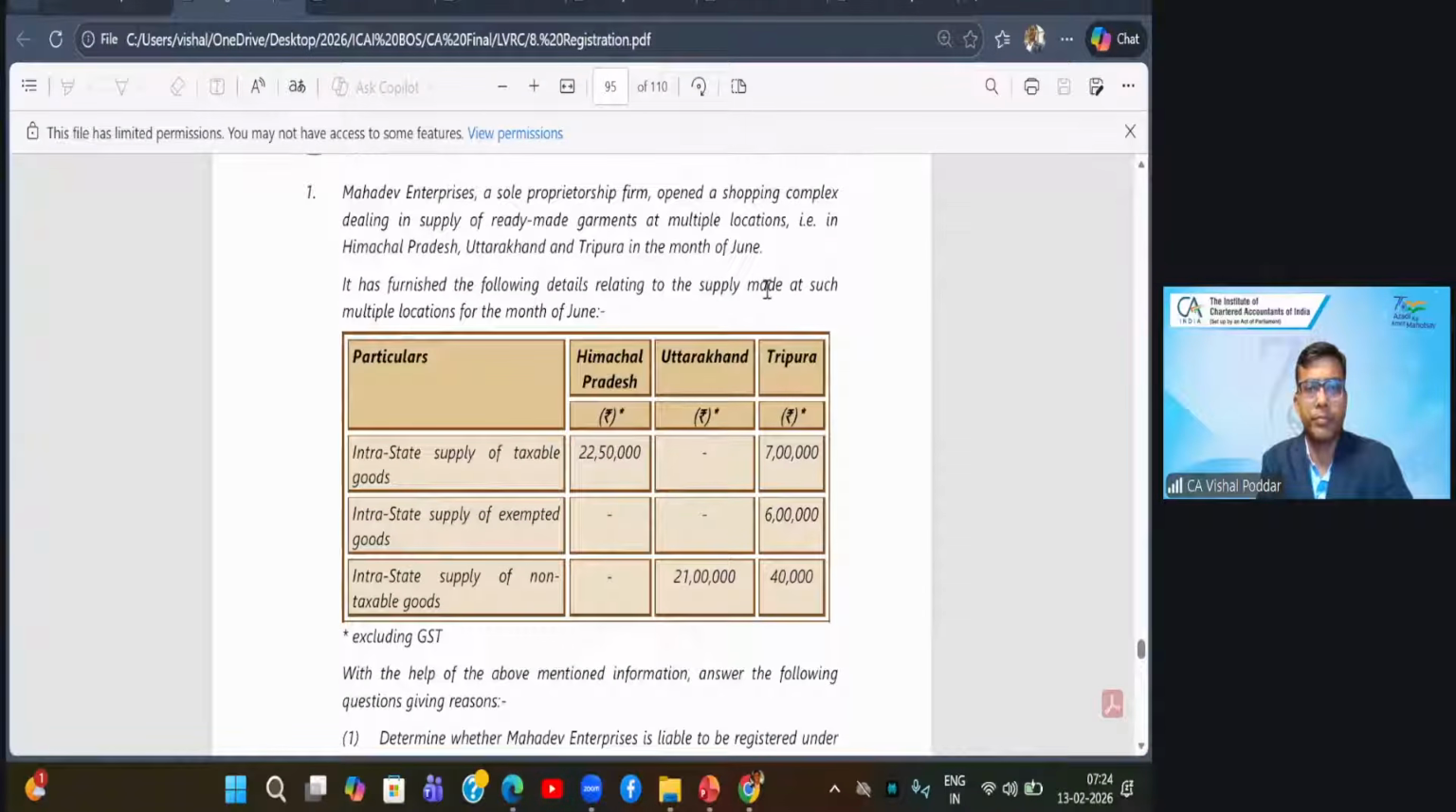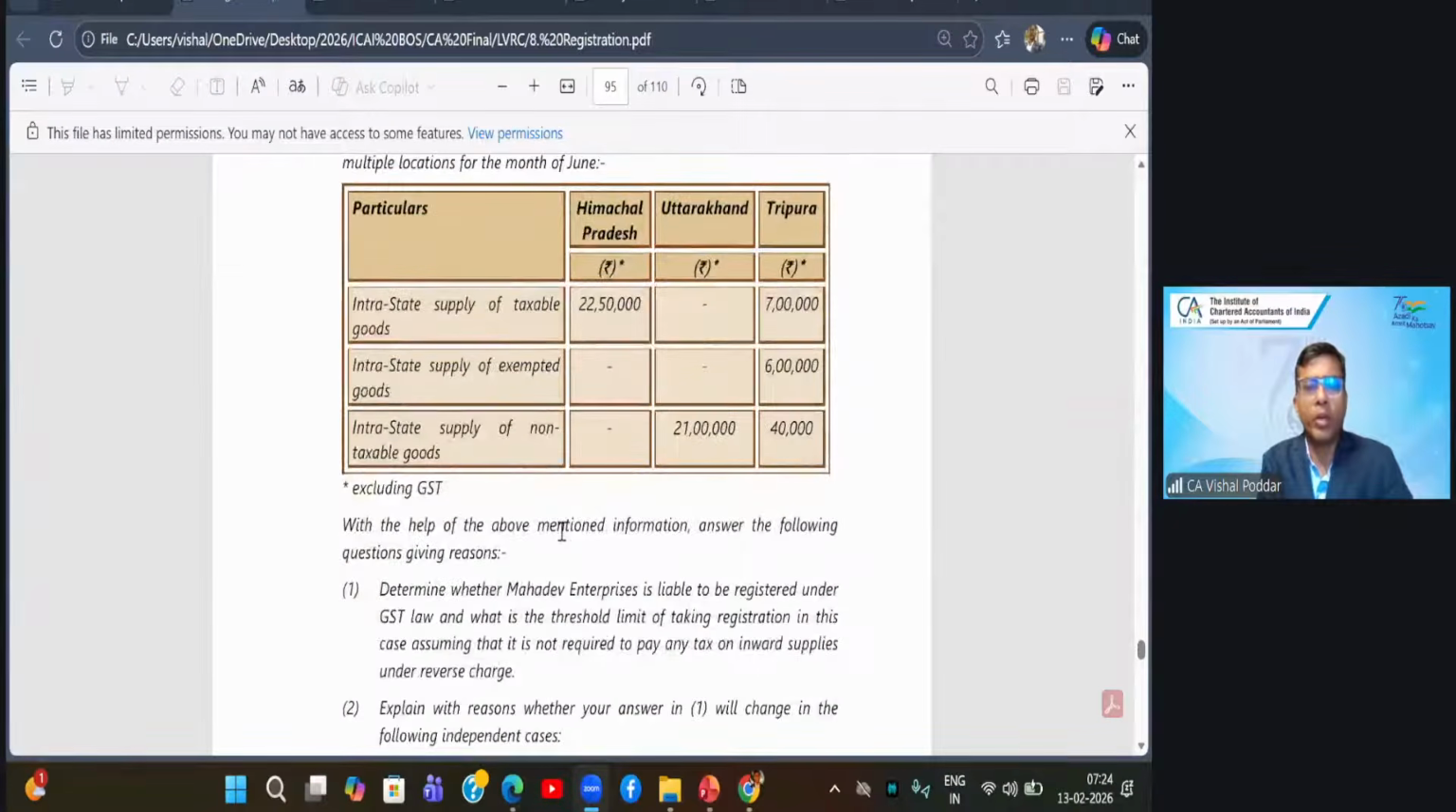Mahadev Enterprises, a sole proprietorship firm, opened a shopping complex dealing in the supply of ready-made garments in multiple locations, that is in Himachal Pradesh, Uttarakhand, and Tripura in the month of June. It has furnished the following details relating to supply made at such multiple locations for the month of June. Himachal Pradesh, Uttarakhand, Tripura. Intrastate supply of taxable goods 2250 in Himachal and Tripura 7 lakhs. Amount you can leave.